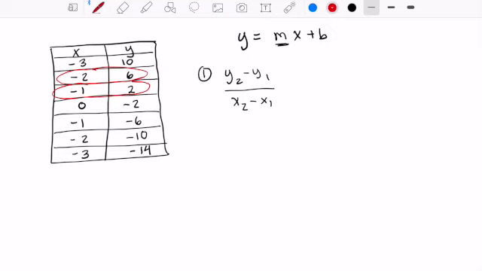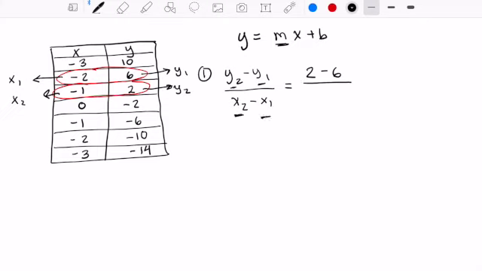This will be my y2. This will be my y1, which means that this will be my x2, and this value will be my x1. So y2 minus y1 gives me 2 minus 6.